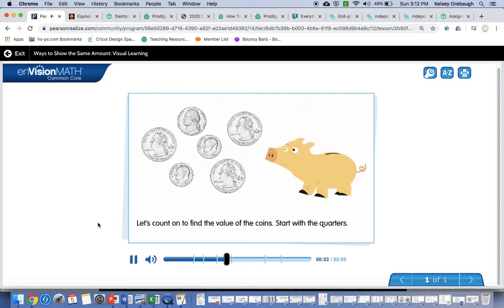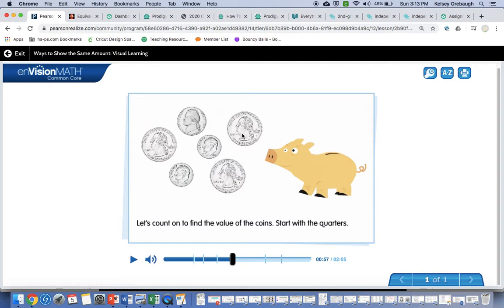Let's count on to find the value of the coins. Start with the quarters. Remember, it's always a good idea to start with the highest value coin, okay? So in this collection, our highest value coin is the quarter. We have 3 of them. Quarters are worth how much? 25 cents. So we would go 25 plus another 25 is 50, plus another 25 is 75.